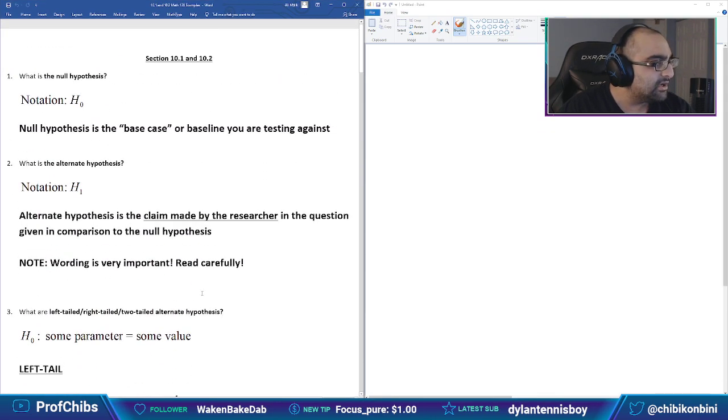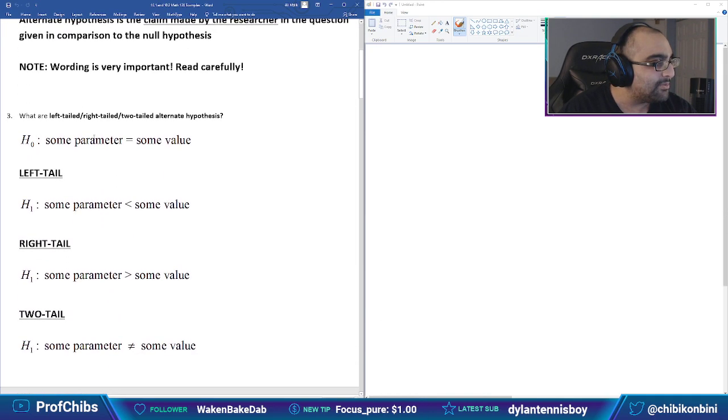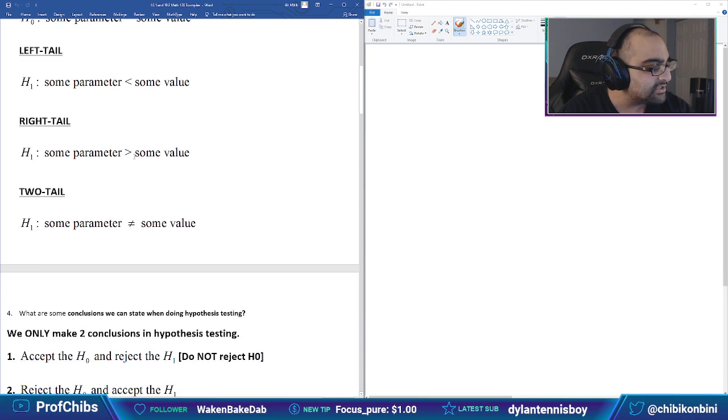So really quick, we talked about a null and alternative hypothesis. We said H0, that was the baseline or base case, talking about a null hypothesis. Of course, we had a claim, which is the alternate hypothesis, which is H1. And with the alternate hypothesis, remember that we could have one of three possibilities. We could have a left tail, a right tail, or a two-tail case. A left tail is saying if it's less than, a right tail being bigger than, and a two-tail being not equal to, respectively.